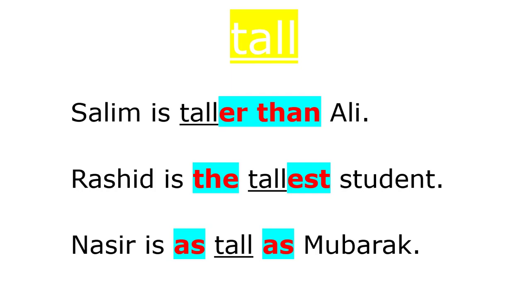In the first sentence, we have comparative, we used "than". In the second sentence, we have superlative. Rashid is the tallest student. No other student is taller than Rashid in the class. While in the third sentence, both Mubarak and Nasser are equal.